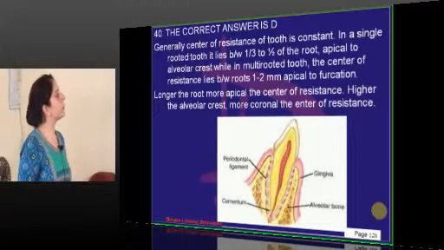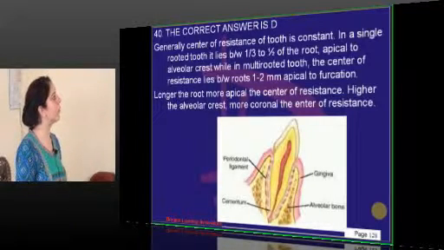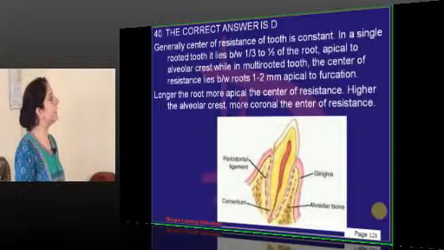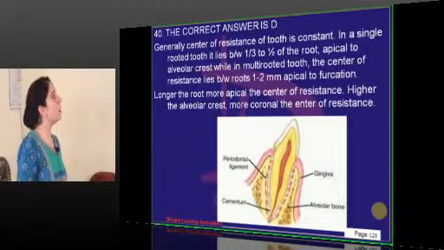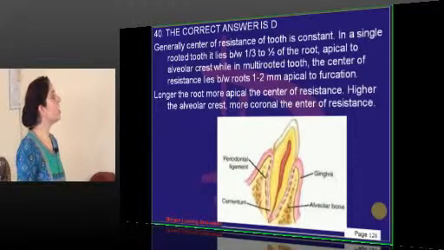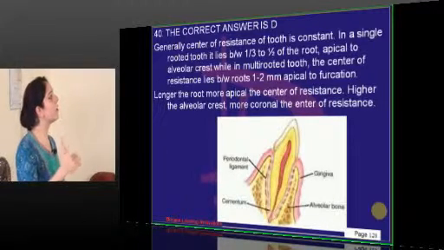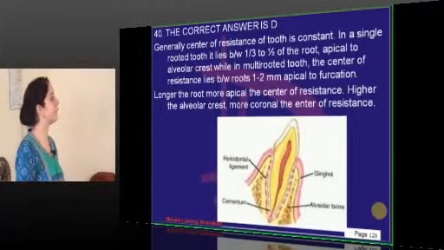In a single root, it lies between the cervical 1/3 to half of the root, apical to the alveolar crest. While in multi-rooted teeth, the center of resistance lies between the roots, 1 to 2 mm apical to the furcation area. The longer the root, the more apical the center of resistance is. That means more towards the root tip. And the higher the alveolar crest, the more coronal the center of resistance.